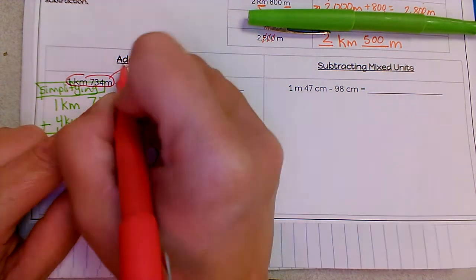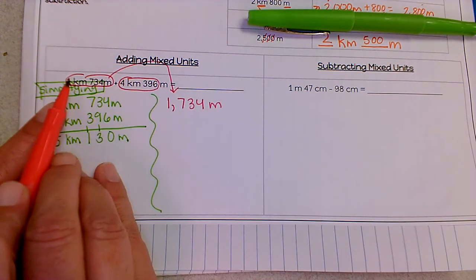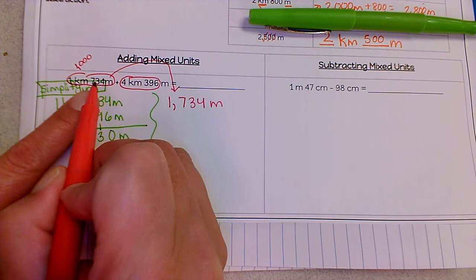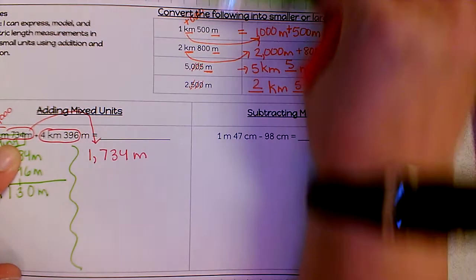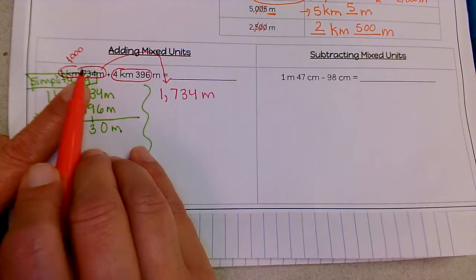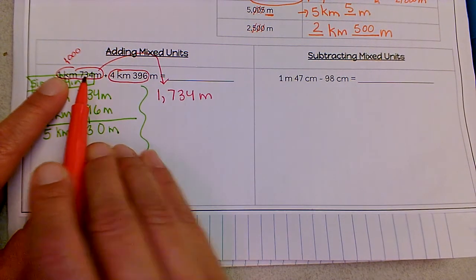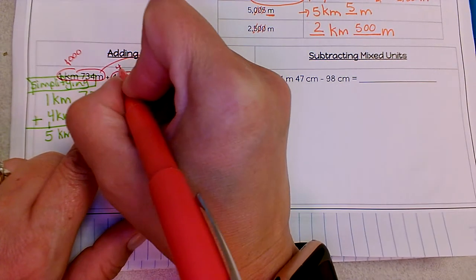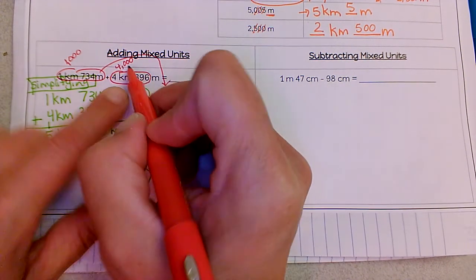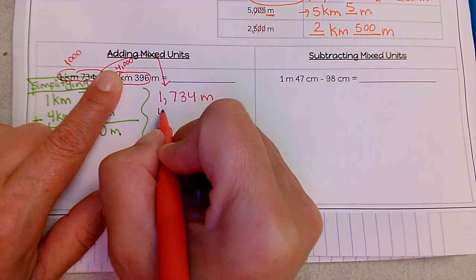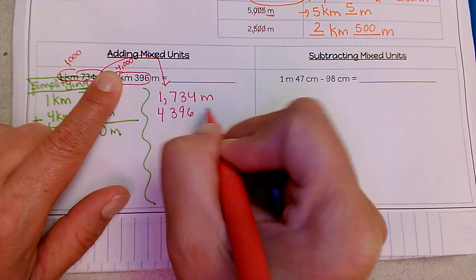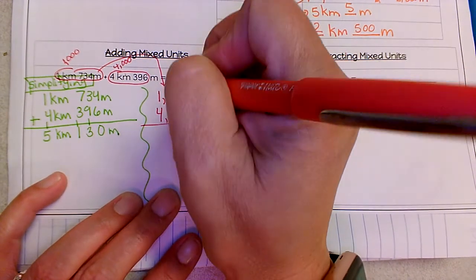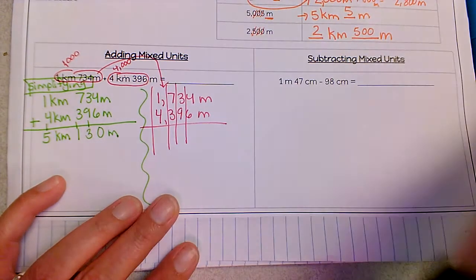Okay, I'm going to convert this one. I know to make this kilometers, okay, so I'm sorry, let me go back here. I already knew that 1 kilometer is 1,000, plus I had the 734, kind of like the same pattern we were using up here. So 1,000 plus 734 is 1,734. Now this is 4, so I'm going to do 4 and add 3 zeros behind it. 4,000 plus 396 becomes 4,396 meters. Now I can do the standard algorithm and add it, right?